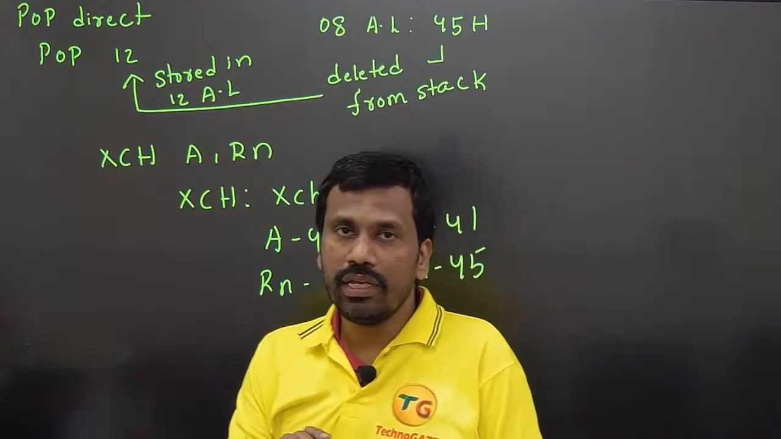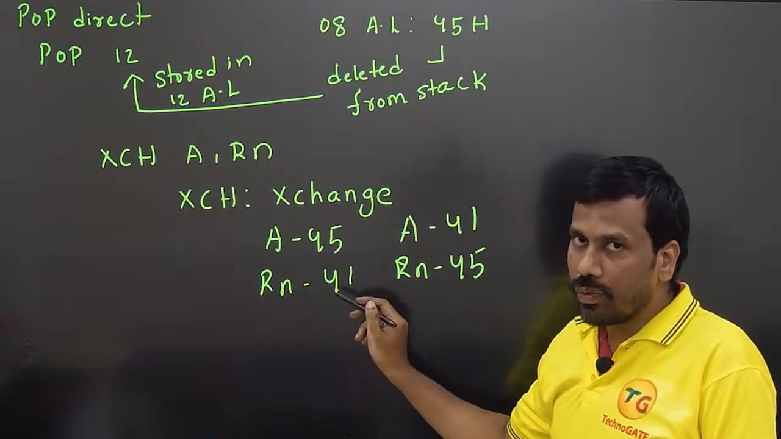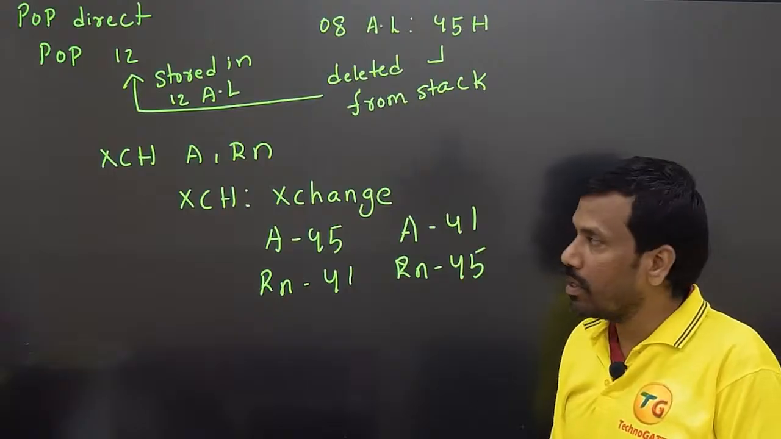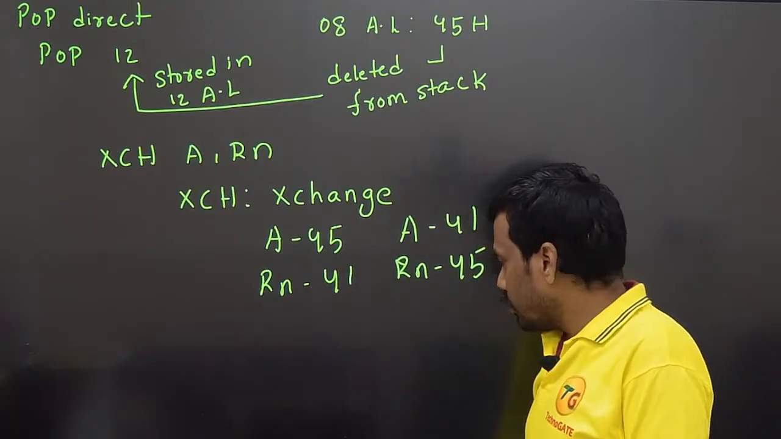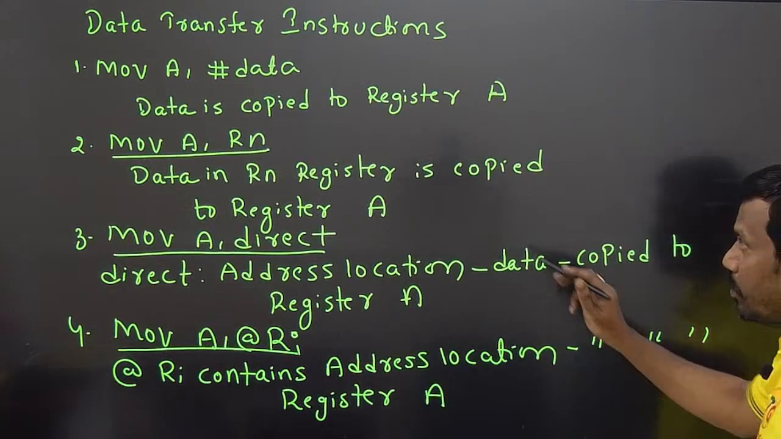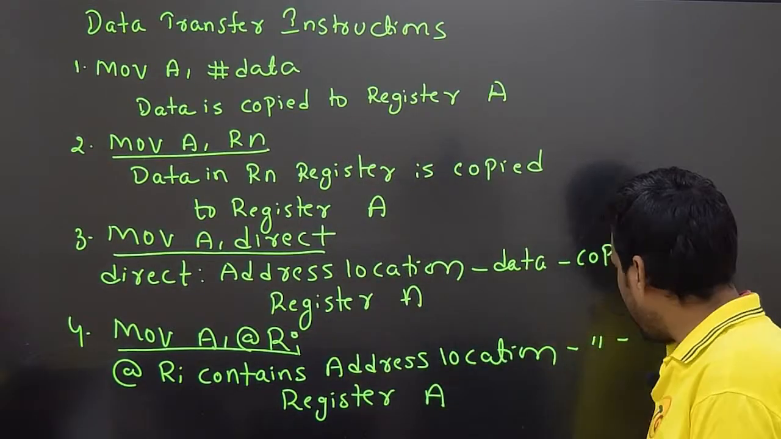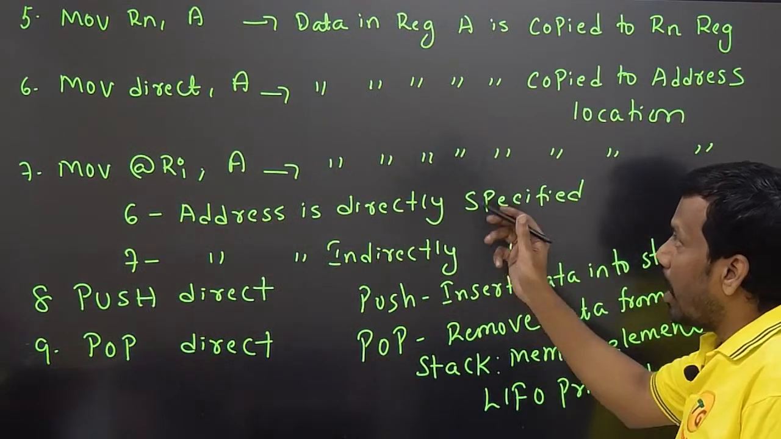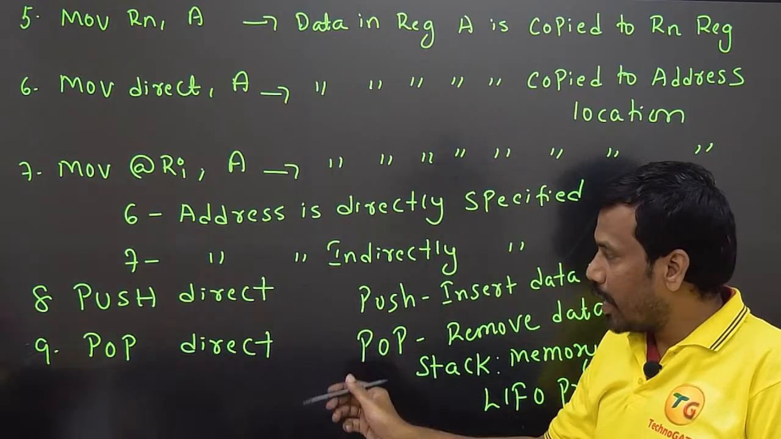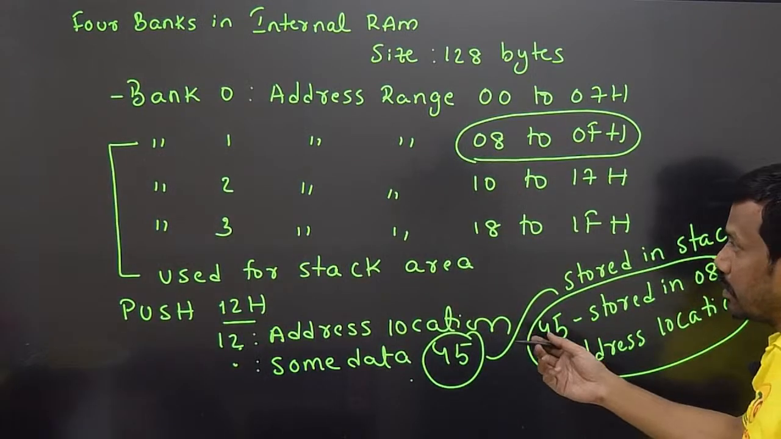We are simply exchanging A and Rn. If you observe here, A contains 45, Rn contains 41. So what we are doing here? We are exchanging it. Now A is 41 and Rn is 45. So this is about XCH. So from where we started? We started from the move A comma hash data, move A comma Rn, move A comma direct, move A comma at the rate of Ra. Next move Rn comma A, move direct comma A, move at the rate of Ra comma A, push direct and pop direct. Okay. Next XCH.